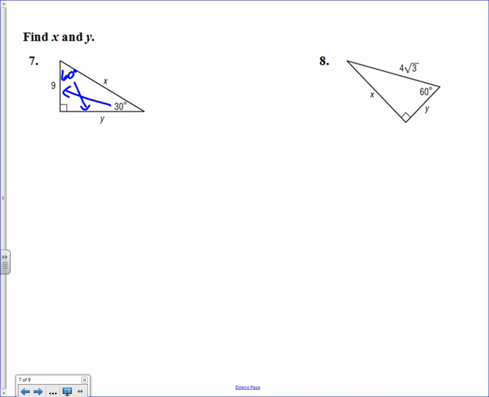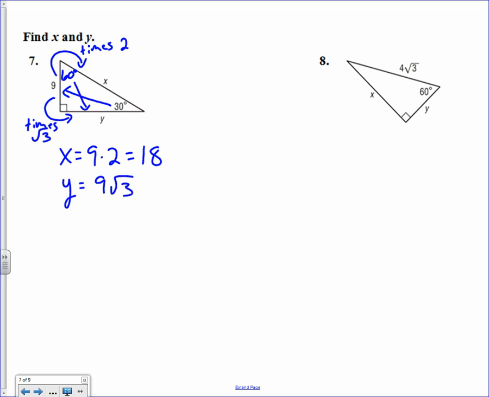So going back to the 2 theorems here, from the short side to the hypotenuse, we are going to multiply by 2. Right? So x is 9 times 2, which is 18. And to go from the short side to the long side, we multiply by square root of 3. And that is it.